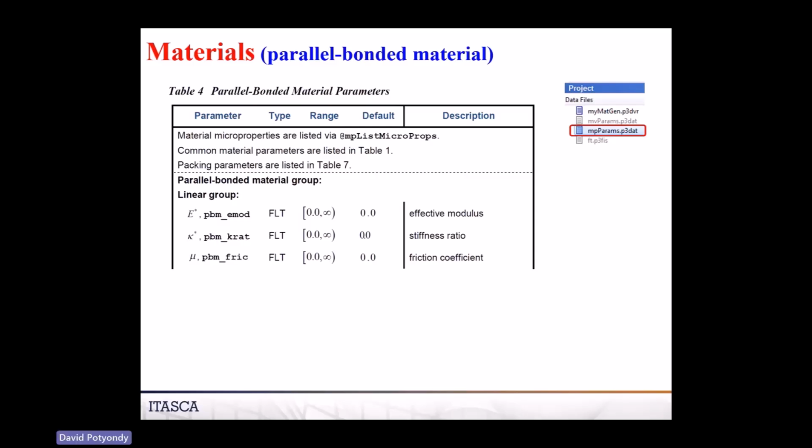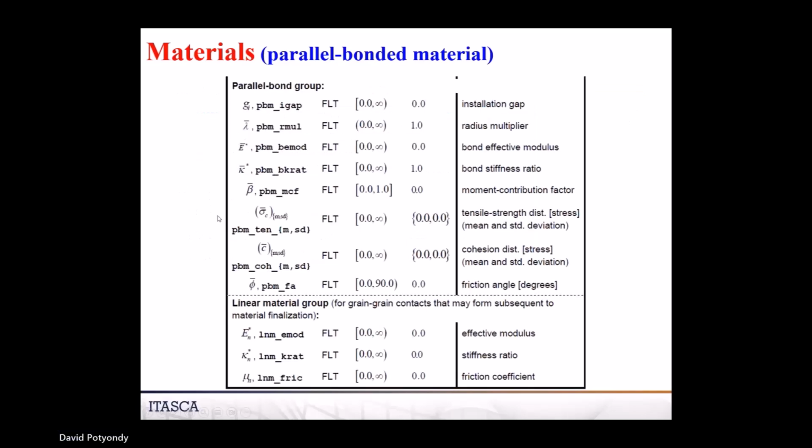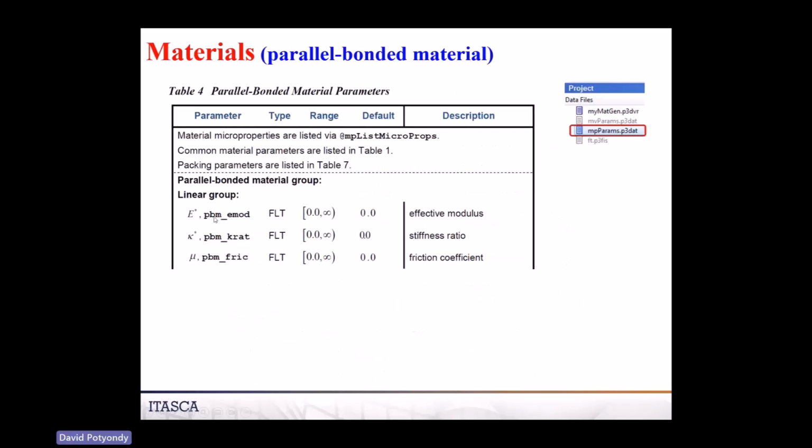In the world of parallel bonding, here's the linear part. Here's the parallel bond part. Again, there's that installation gap. Here's that radius multiplier. By default, it's 1. For the bonding material itself, we're going to give an effective modulus and a stiffness ratio. So we're giving those both for the surface-surface interaction to set that Kn and Ks, and we're giving those for the parallel bond cement to set this parallel bond cement Kn and Ks.